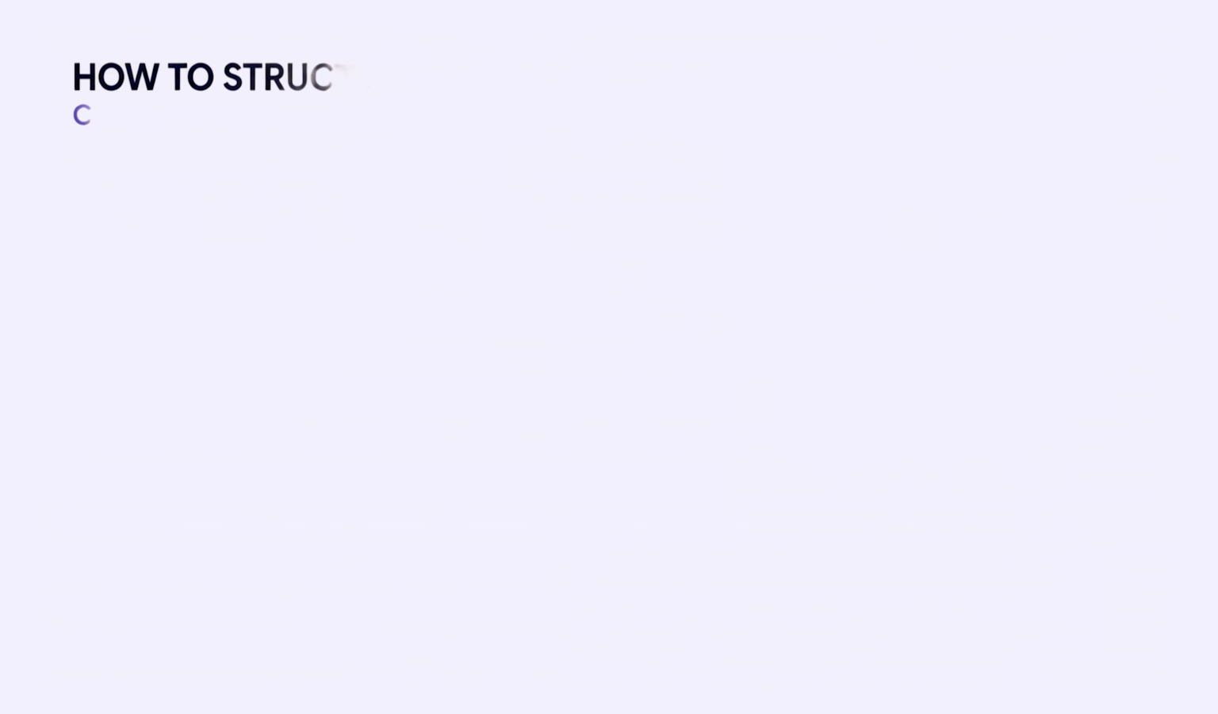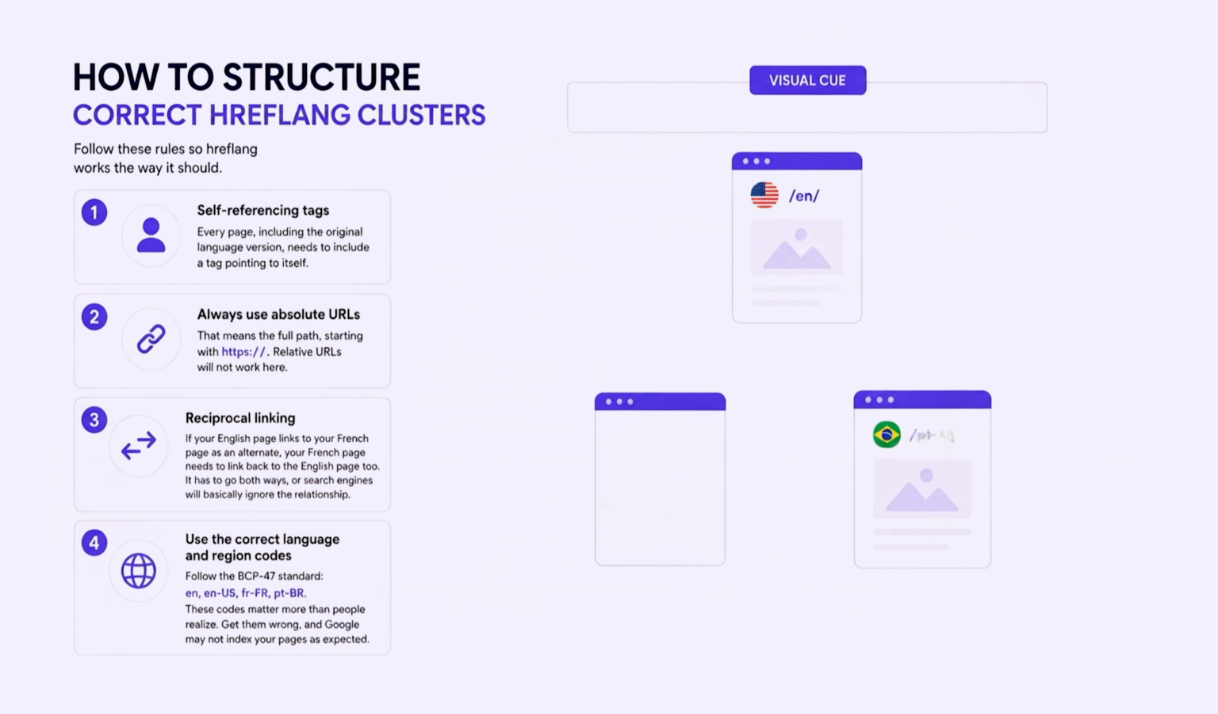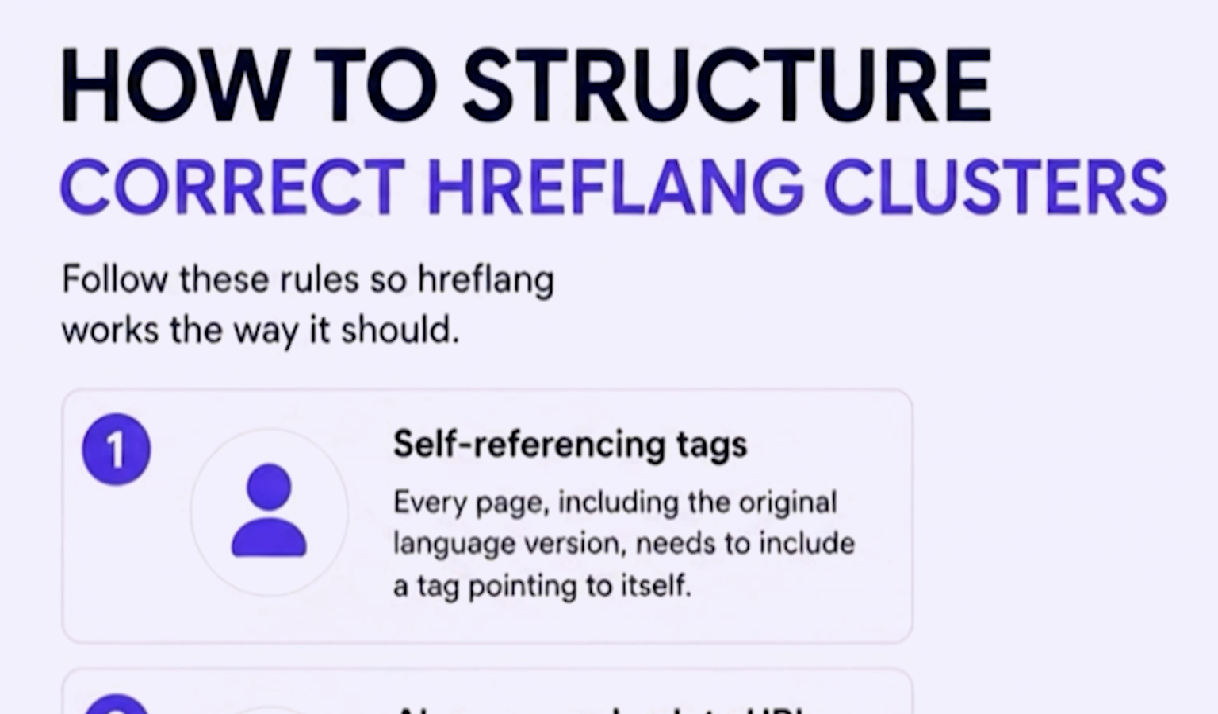How to structure a correct Hreflang cluster. Now, regardless of which method you use, there are a few rules that have to be followed for Hreflang to actually work. Let's go through them. Rule 1. Self-referencing tags. I mentioned this a second ago, but it's worth repeating because it's so commonly missed. Every page, including the original language version, needs to include a tag pointing to itself.